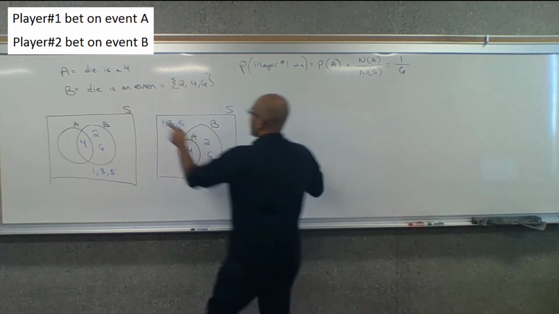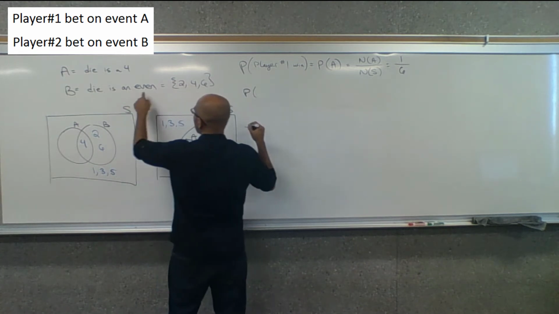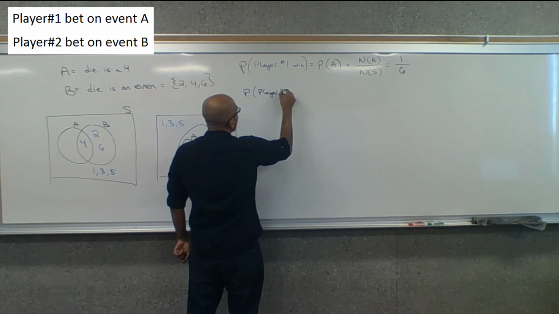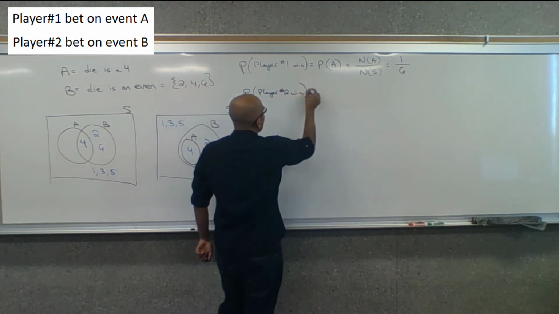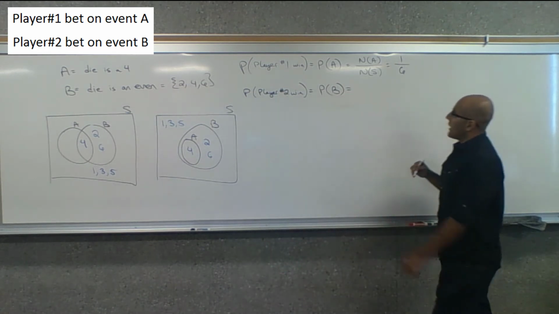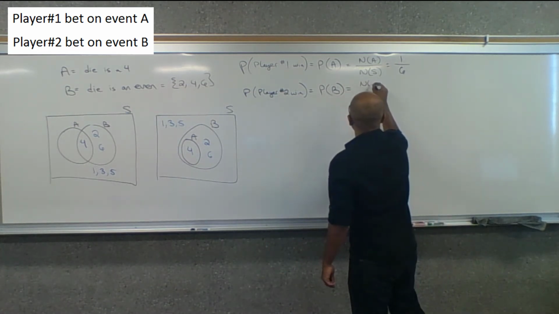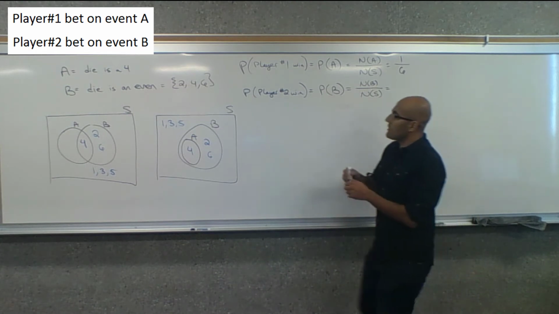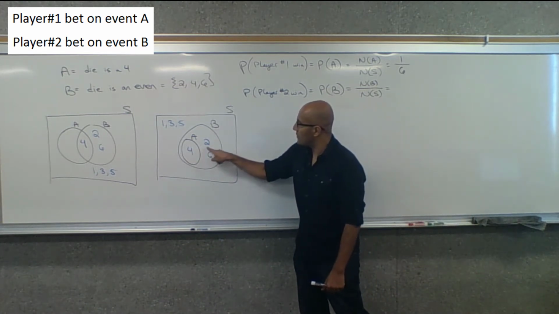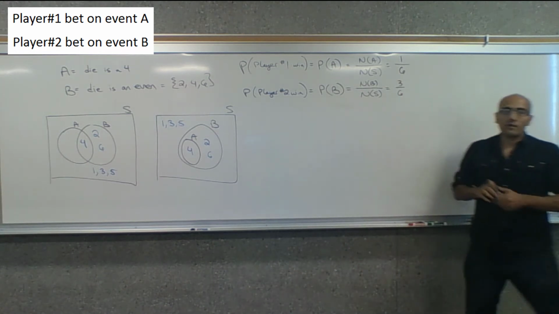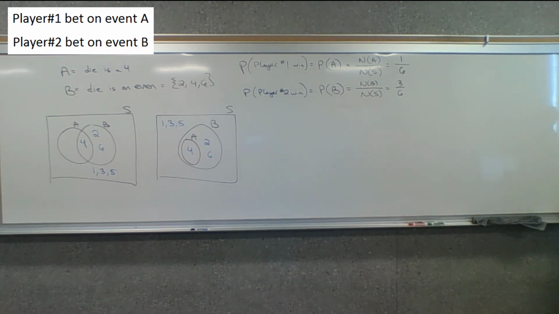All right. What about the other case? Player 2 bet that it was going to be an even number. So the probability that player number 2 wins is equal to the probability that event B has occurred. And as before, this is equal to the number of ways in which B can happen divided by the number of outcomes in our sample space. And so how many outcomes are there in event B? There's 1, 2, 3. So this is 3 out of 6. Everyone's still with me? Okay.